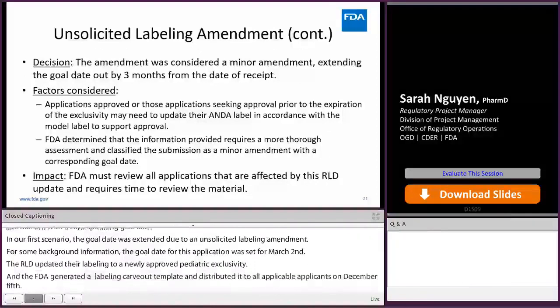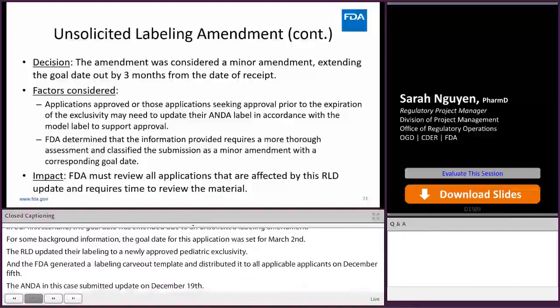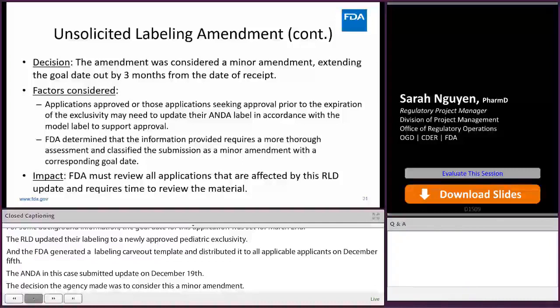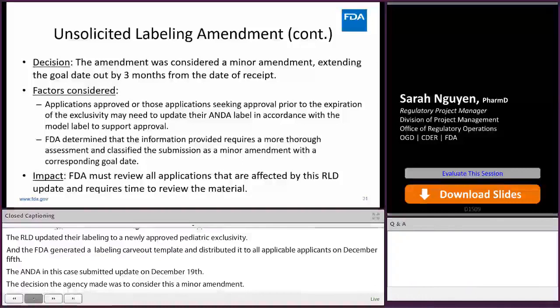The decision the agency made was to consider this a minor amendment, moving the goal date by 3 months from the date of receipt, and a new acknowledgement letter was issued to the applicant. We considered the fact that, in general, at the time of approval, a generic drug is required to have the same labeling as its RLD, except for permissible differences.